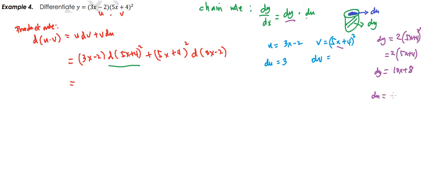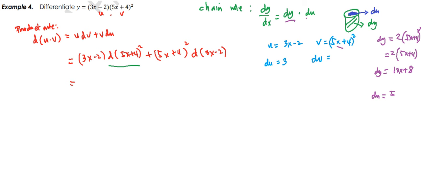So, ang du daw po ng 5x plus 4 is syempre 5 na lang. Okay? Bakit? Kasi nga po, ang x po natin ay magiging 1, ang 4 naman magiging 0, no? So, 5 na lang. Ayan. So, nakuha na natin yung ating dy at nakuha na natin yung ating du.